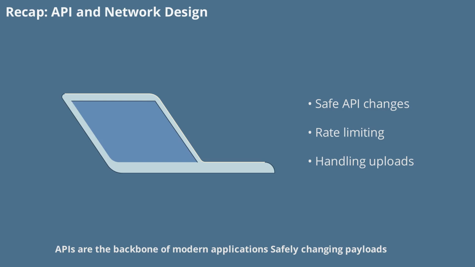APIs are the backbone of modern applications. Safely changing payloads, implementing rate limiting, handling large file uploads, and managing long-running tasks are all about providing a reliable and user-friendly experience. These skills are essential for any backend developer.